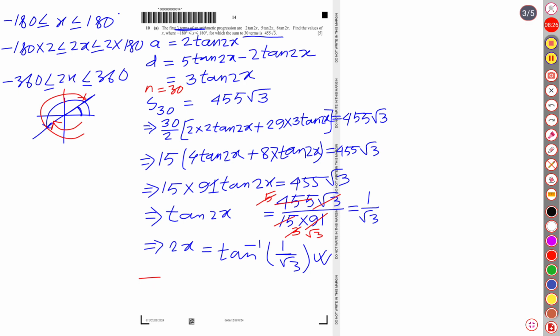Let me change the ink. Let's go back to the blue color. Okay, so our 2x is equal to tan inverse of root 3, which is 30 degree. Let us write first, in the first quadrant it is 30 degree. For the third quadrant it is 180 plus 30, that means 210 degree.